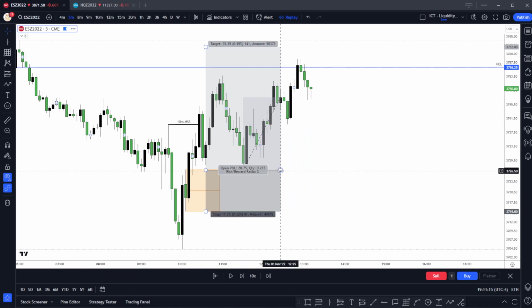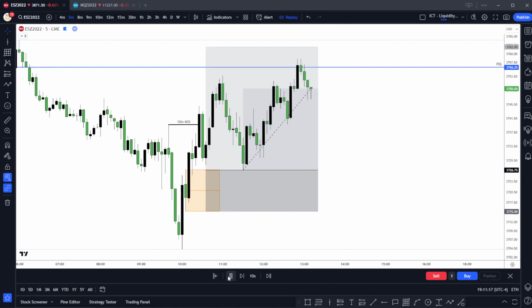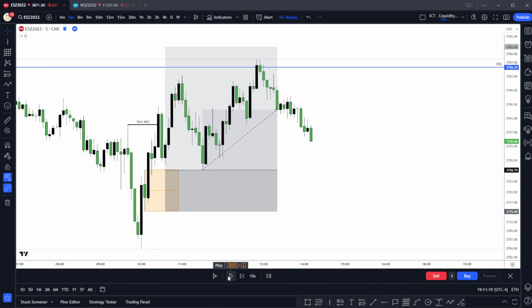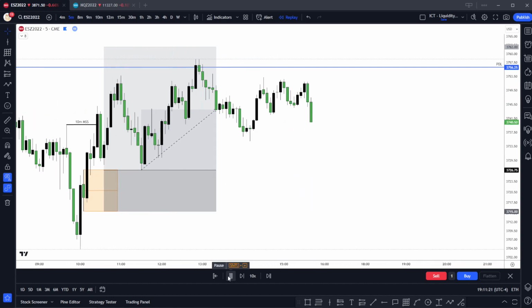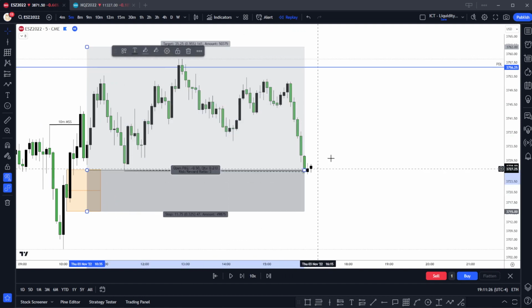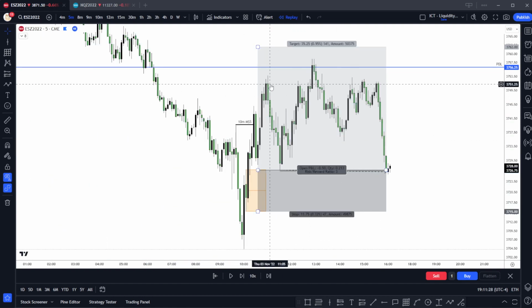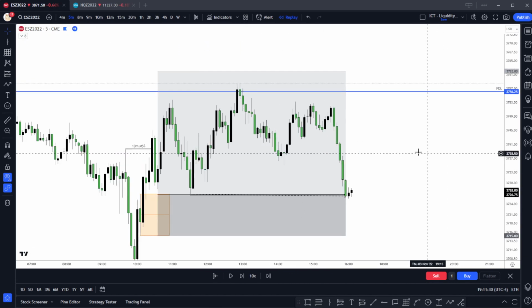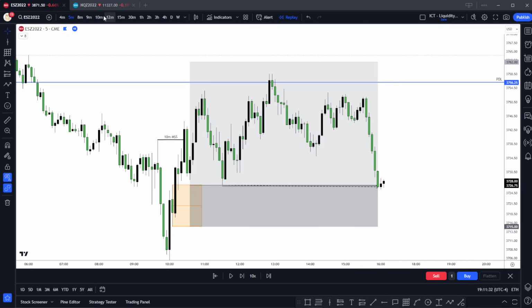Okay, we just barely tagged that and we're in the trade. Let's see. Okay, this trade actually looked like it would have been break even. Damn, that's so unfortunate. It happens though.